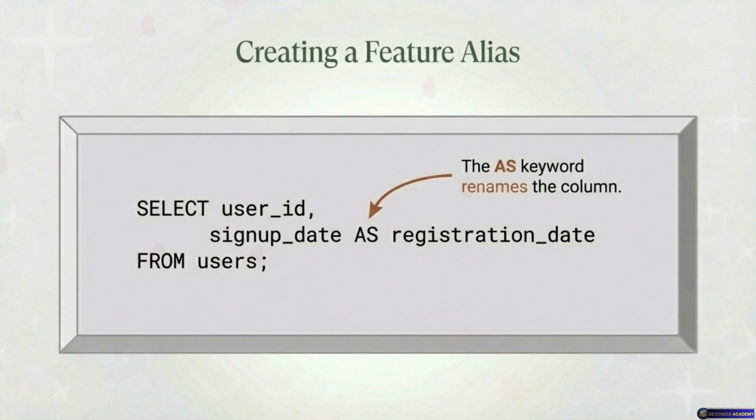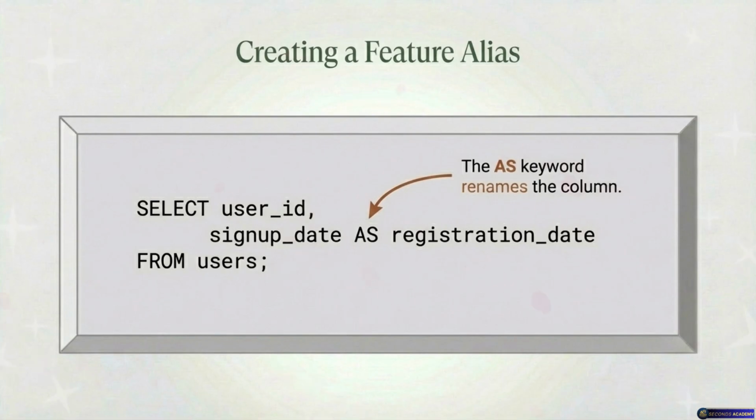Yes. If the raw database column is called TS2, but in the context of your machine learning model, that data represents the user's last login, you simply project it with an alias. SELECT TS2 AS last_login_timestamp FROM users. And the database doesn't actually change? No, the underlying database schema is not altered at all. But the payload returned to your Python script now possesses a clear semantic label. Which makes the Python code infinitely more readable.